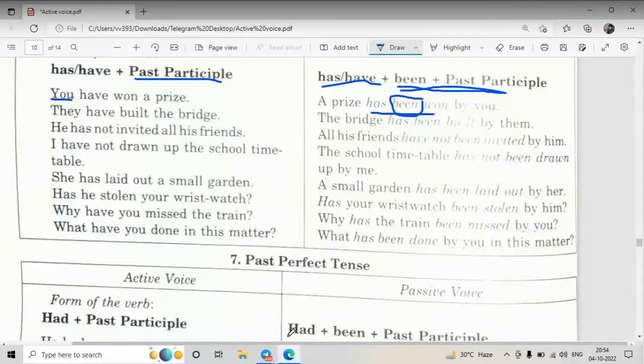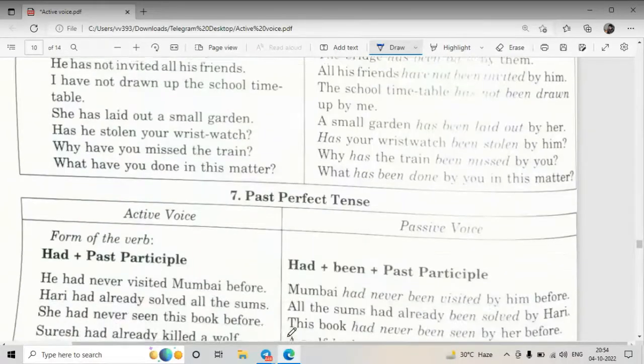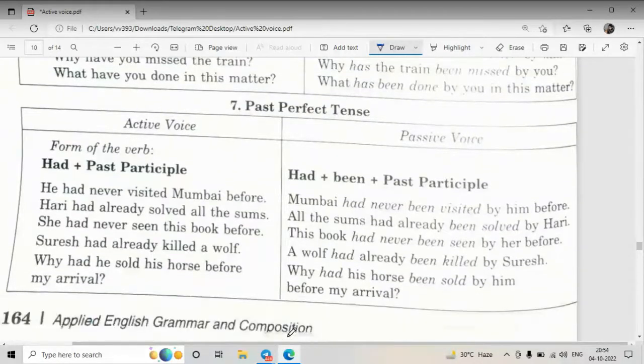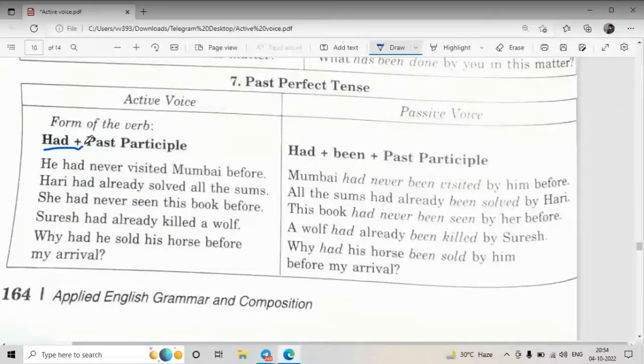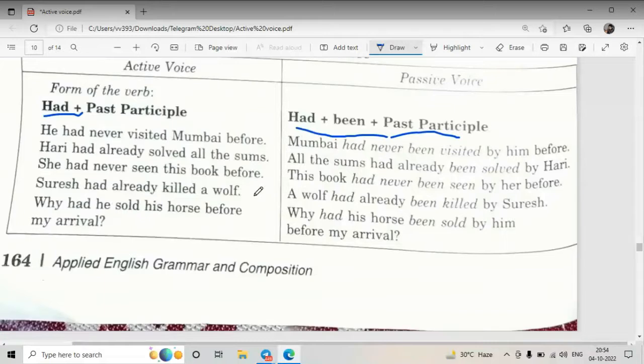So now I think all things are clear, and let us move forward to the past perfect tense. Okay, it will also be like the present perfect tense. Only "had" is used, and we will use had been plus past participle. He had never visited Mumbai before, and its passive voice will be: Mumbai had never been visited by him before. Hari had already solved all the sums, and its passive voice will be: All the sums had already been solved by Hari. She had never seen this book before, and this book had never been seen by her before.